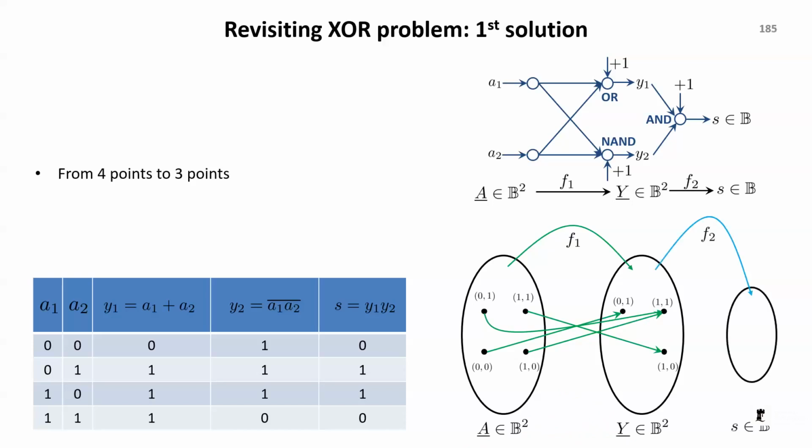And then the output layer performs the final transformation F2, which performs the following mapping, right? From 0, 1 to 0, from 1, 1 to 1. I do this first. 0, 1, 1, 0 to 0, and 1, 1 to 1.